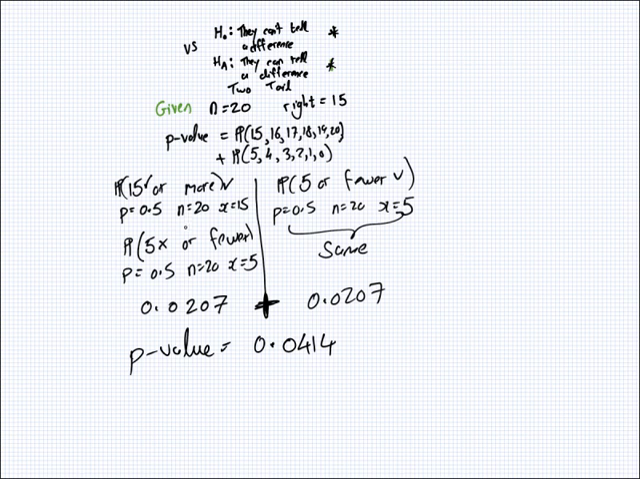Guys, we agree that these two statements are the same, aren't they? If I said 15 or more successes, that's the exact same as saying 5 or fewer failures. There's no difference between the two. It's equivalent. Now, here is where you make the decision.